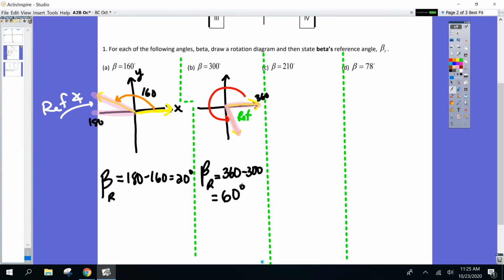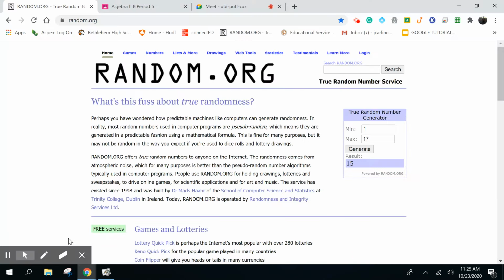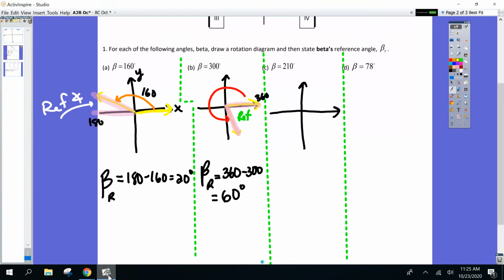Ooh, this next one trips kids up all the time. It's sad. 210. 210, everybody. What quadrant should I be in for 210? Third quadrant, yeah. 210. Okay, answer this then. Closer to 180 or 270? 180. 180, good.